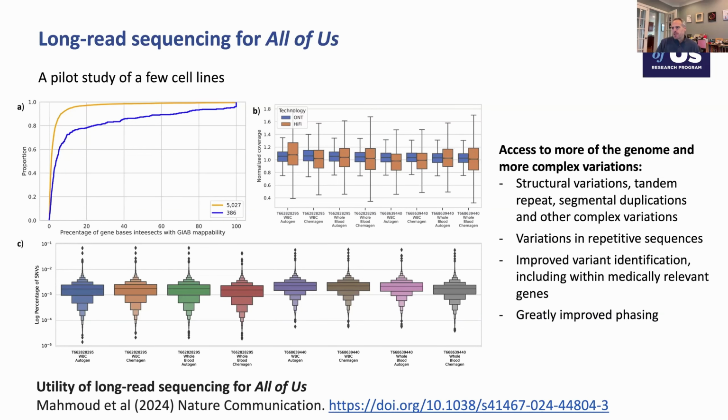And this was at small scale, just looking at a few cell lines, but the headline from this was undisputed superior performance, looking at things like structural variations, tandem repeats, segmental duplications, and other complex variation. Even in single nucleotide variation analysis, thanks to the long-read sequencing, you get better mappability. So you can pierce into some of these repetitive elements and get better resolution of SNPs and small indels.